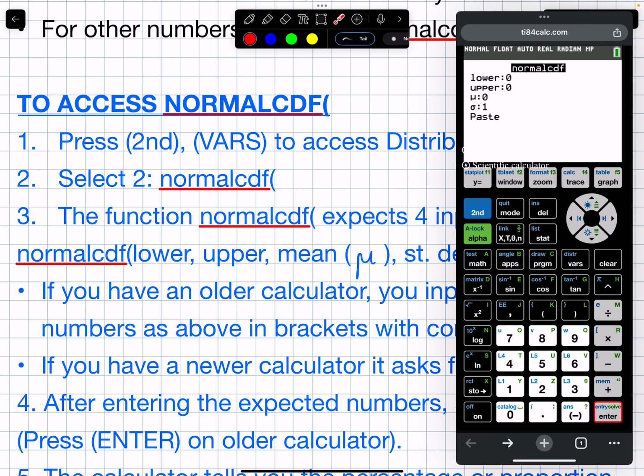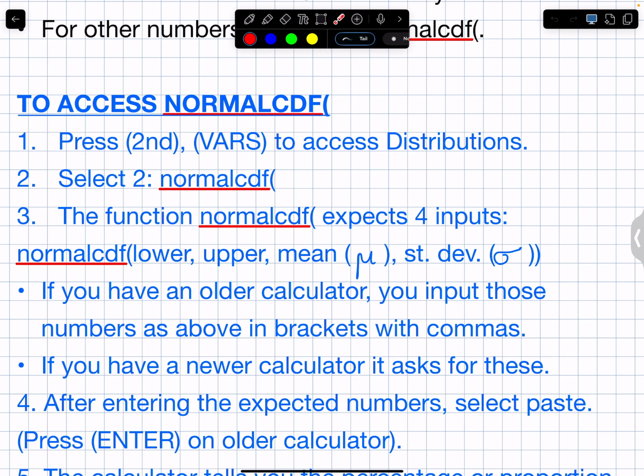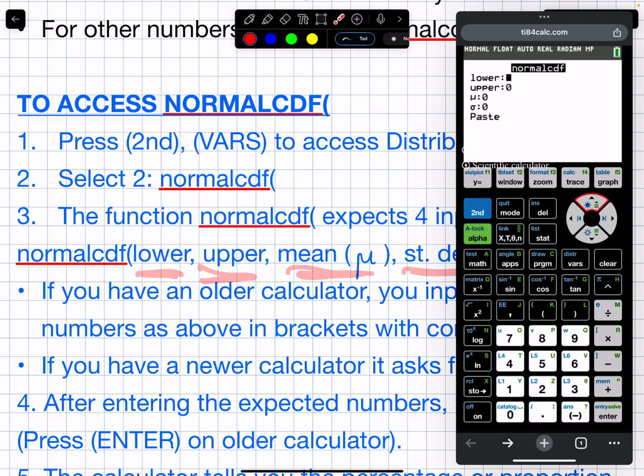If you want sort of defaults, 0 for everything's fine. So what does normal CDF want? It wants 4 things. It wants lower, it wants upper, it wants the mean, and it wants standard deviation. So most calculators here, does anyone have a screen that doesn't look like that? That's on my screen. You're all cool? That's what you see? Good.